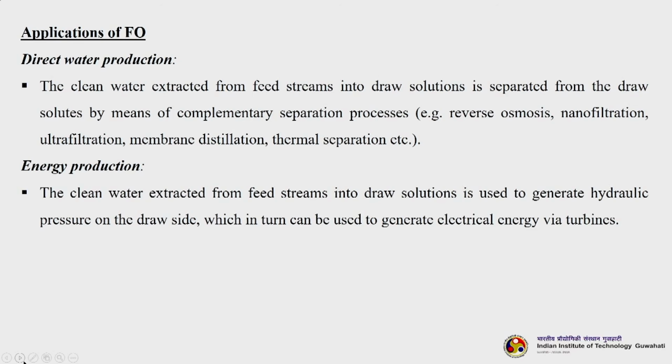Then the next application is direct water production. Clean water extracted from feed streams into draw solutions is separated from the draw solutes by means of complementary separation processes, for example reverse osmosis, nanofiltration, ultrafiltration, membrane distillation, as well as thermal separations. It can also be used for energy production. Clean water extracted from feed streams into the draw solution is used to generate hydraulic pressure on the draw side, which in turn can be used to generate electrical energy via turbines. But anyway, the amount of energy produced by FO will always be much lesser than that produced in a PRO system.